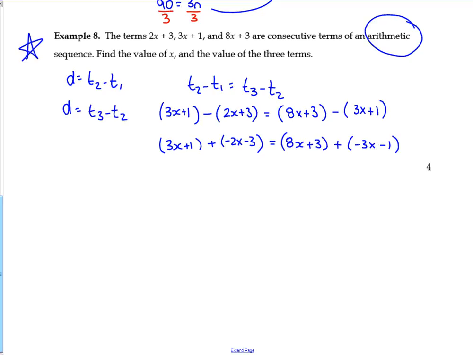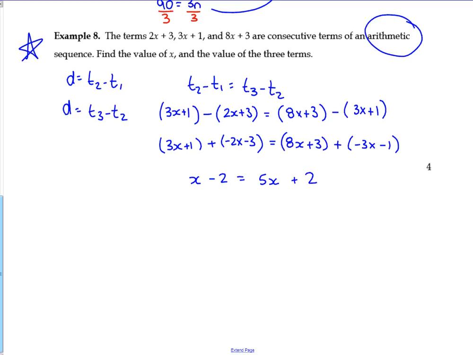You just have to be careful, especially if one of these was a negative, because when you subtract a negative, it changes to a positive, right? It's like adding a positive. So that's what you have to be careful of. Okay, so collecting like terms, 3x plus negative 2x is 1x. 1 plus negative 3, 1 minus 3, minus 2 equals, okay, on this side, how many x's? 5x. And 3 plus negative 1 is 2.